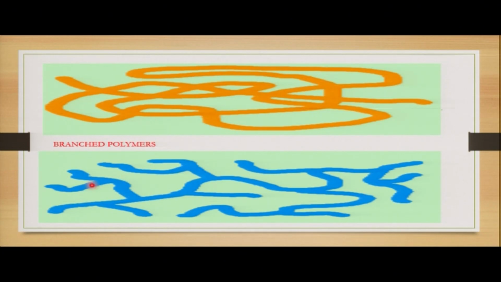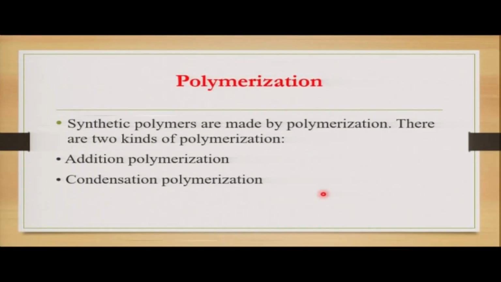Just look at this. This is a branch. This is another branch. So it goes. This is another branch. This is a branch. This is another branch. It keeps on branching. And that is one other classification: linear or non-linear or branched. That is what we can also classify polymers as.